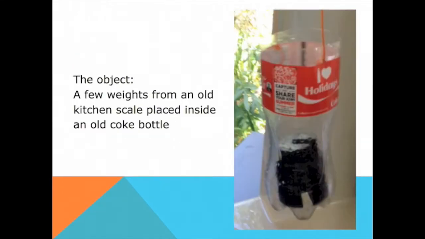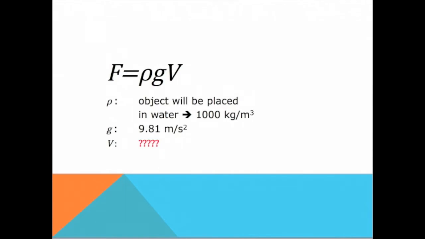The object. We used a few weights from an old kitchen scale, placed inside an old Coke bottle that John had. John drinks a lot of Coke. What volume of water will be displaced by this object?